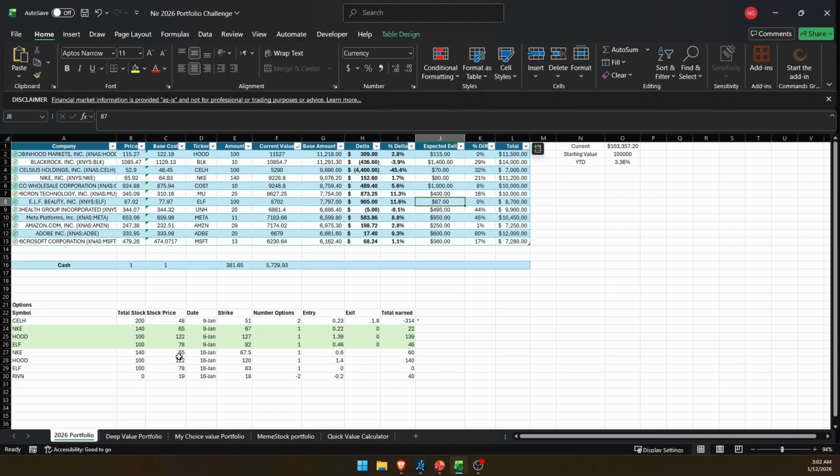So I'll roll it this week. If I need to, I'll roll it next week. I think I'll just exit when my rolls roll up to 87. So that's ELF. Hood just dropped. Hood was at 122 last week when I bought it. I put a 122 call, I think.